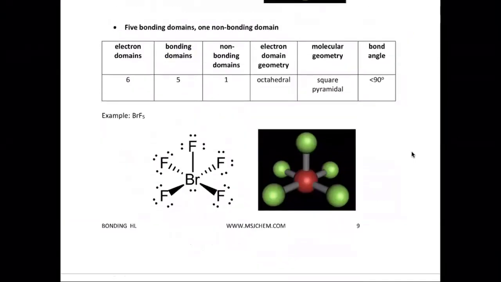All right, if I take away one of them and replace it with a lone pair, now I have 1 non-bonding domain, still octahedral for the electron domain geometry. What changes is that it's no longer octahedral for the molecular geometry. It is now square pyramidal.